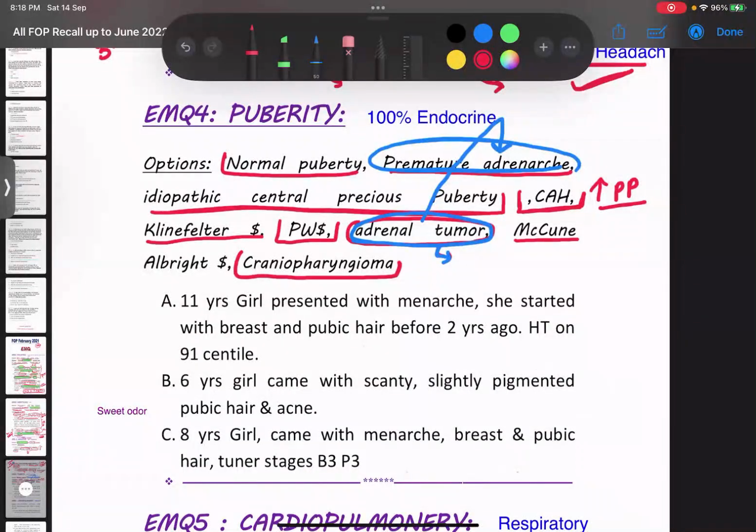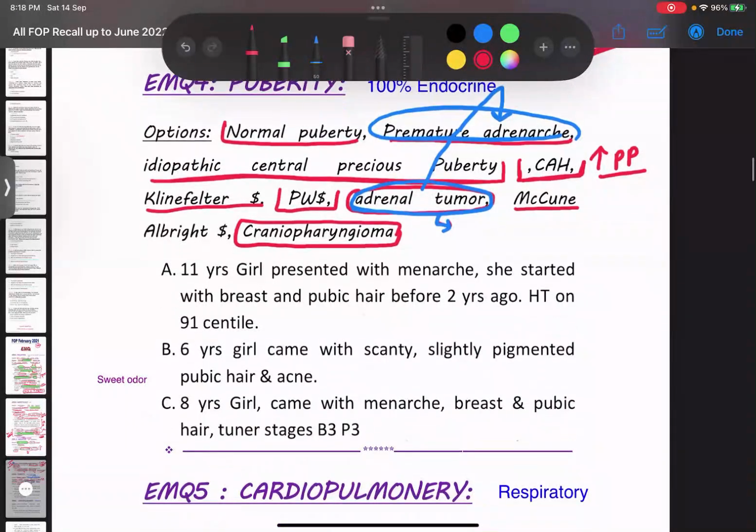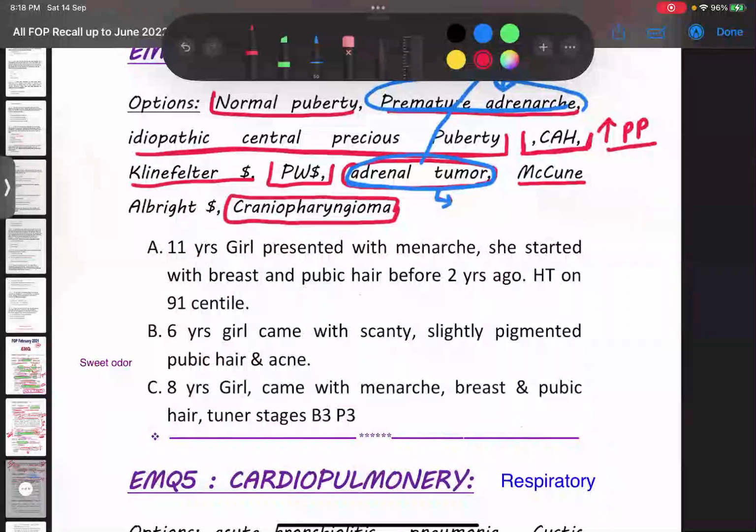So if it is craniopharyngioma, this is a brain tumor. Will this be central or peripheral precocious puberty? Central, 100%. Okay. Now let's go. This topic is a bit complicated, so today you might want to go and revise the puberty topic.